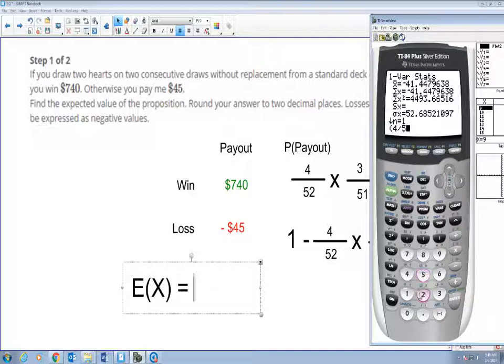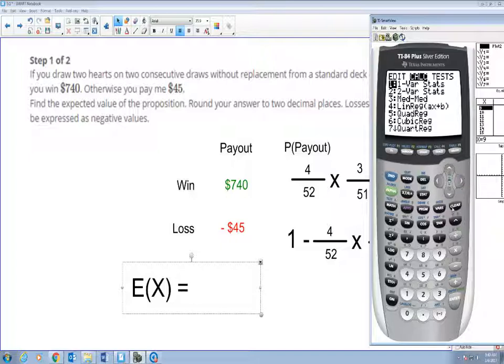4 out of 52 hearts back to back without replacement times 3 out of 51. Okay, so 1 minus that. 1 minus second answer, .995. Yep. So I think I typed it right, but my answer is a little bit off. If you win, it's $740. If you lose, that's $45.